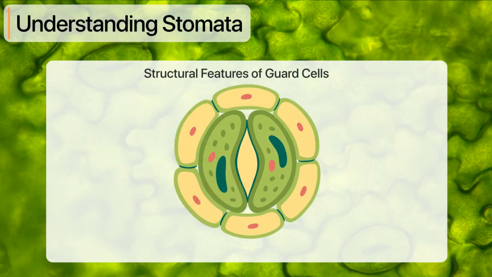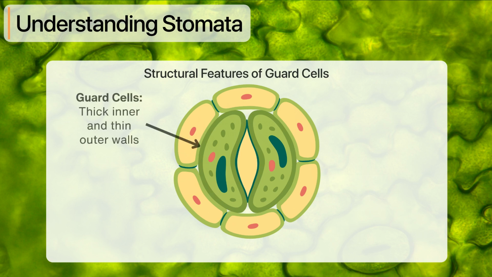Guard cells have several structural traits that aid their functionality. Guard cells have thick inner walls and thin outer walls. This unique structure helps the guard cells bend and change shape effectively, facilitating the opening and closing of the stomata.